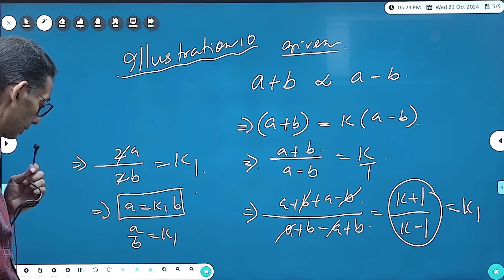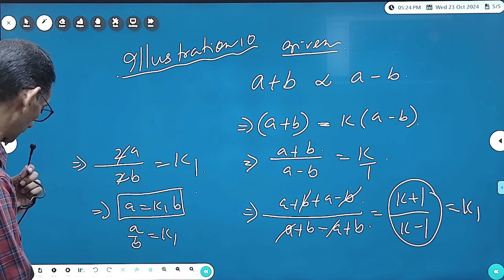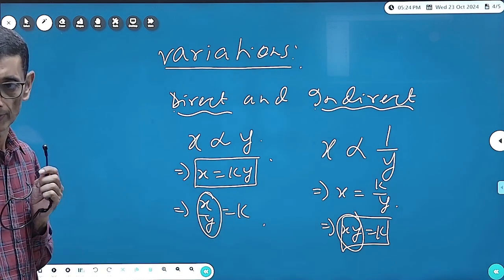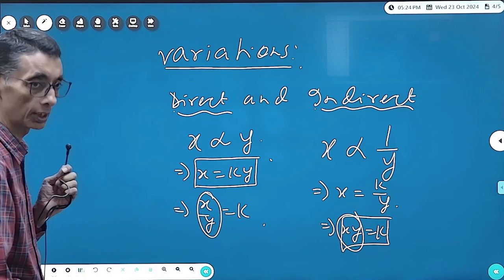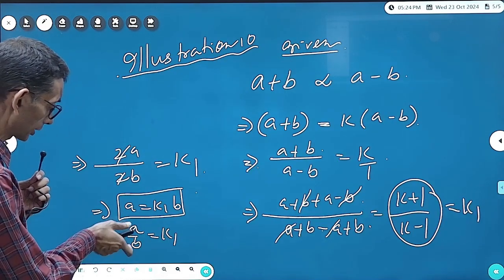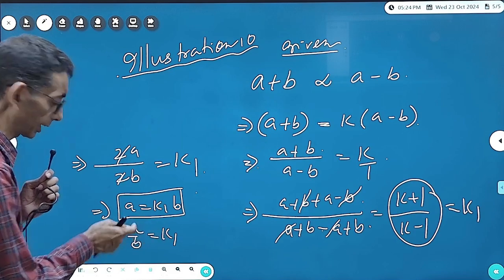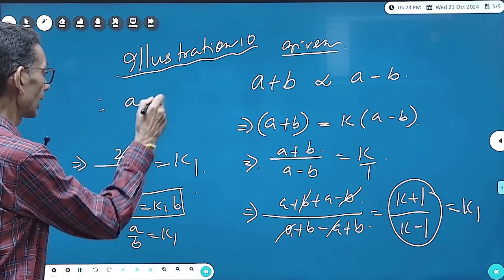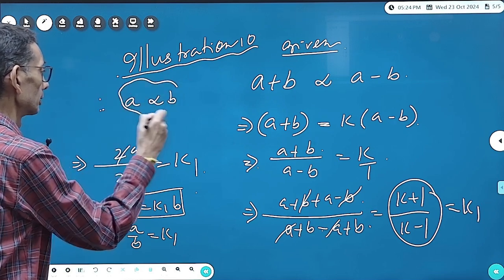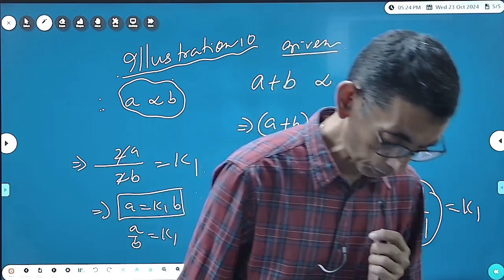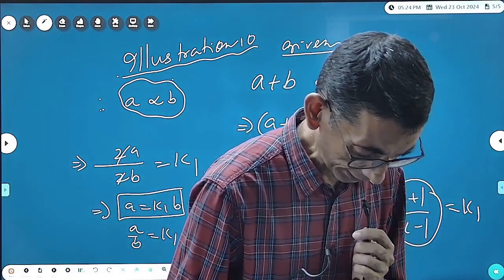What did we learn from the definition? If the ratio is constant, then x will be directly proportional to y. So what did we get now? The ratio a by b is equal to a constant. So a will be directly proportional to b. Therefore write a is directly proportional to b. That is the proof. Okay, so what is the second proof?